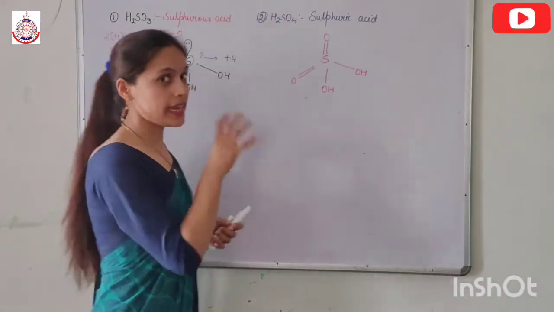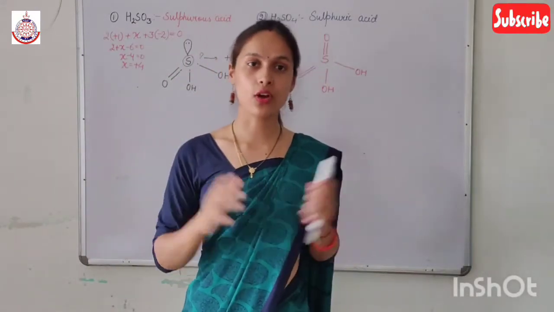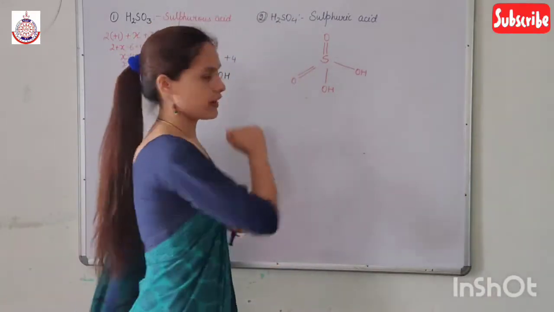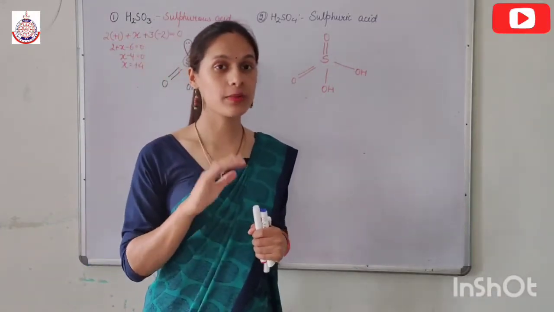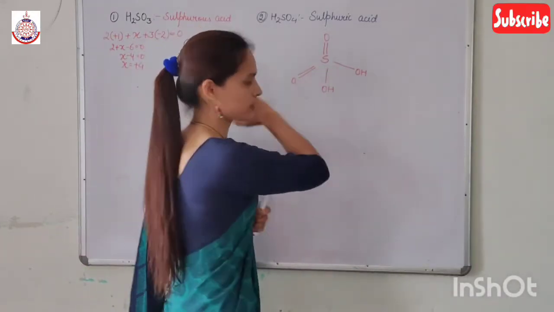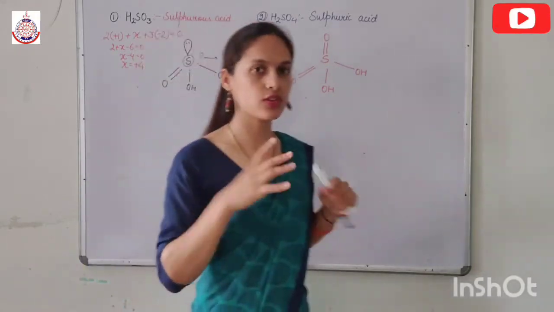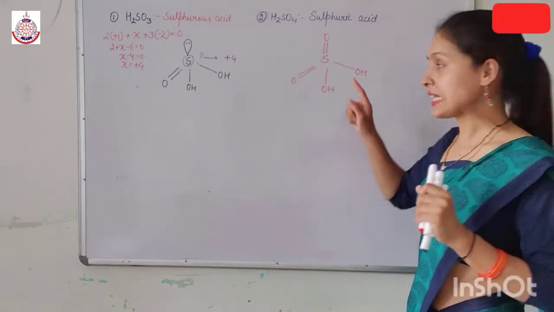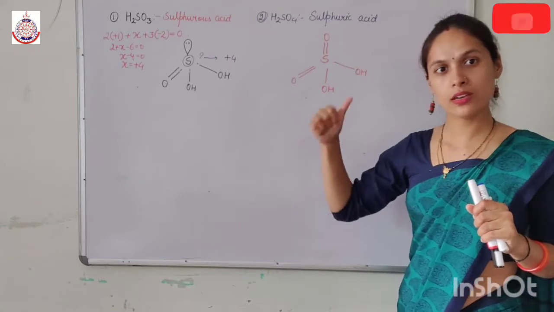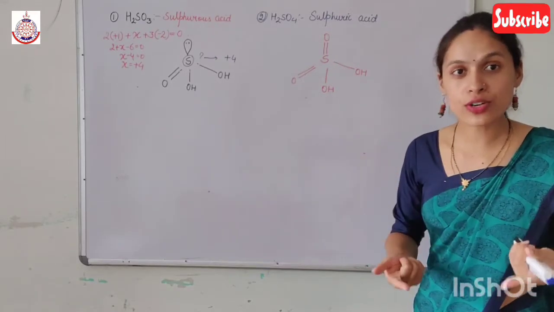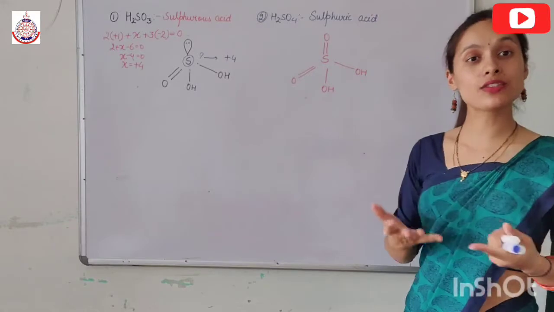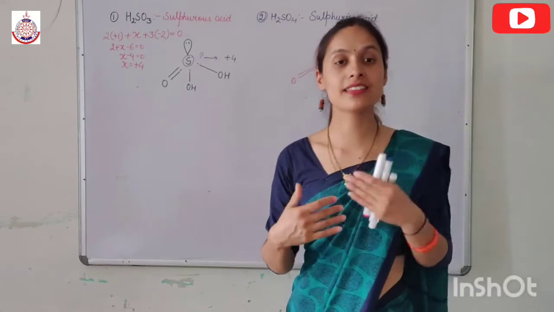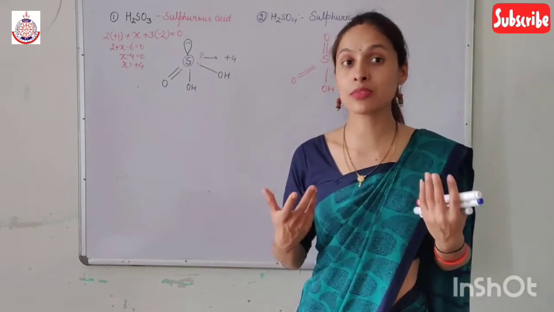Now, by looking at the structure, you can predict the oxidation state of sulfur here. How? How many electrons are shared by the sulfur? 1, 2, 3, 4, 5, 6, because 6 bonds are there. So 6 electrons are shared by the sulfur. And in each bond, the sulfur is bonded with oxygen, that is the more electronegative element. And if it is more electronegative, then the electron cloud moves away from the sulfur, as a result of which its oxidation state becomes positive.